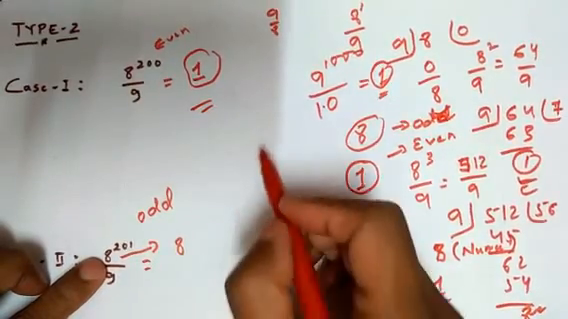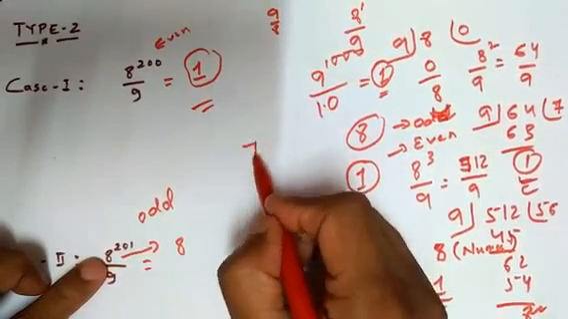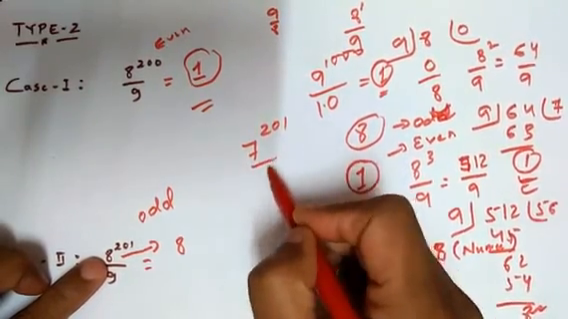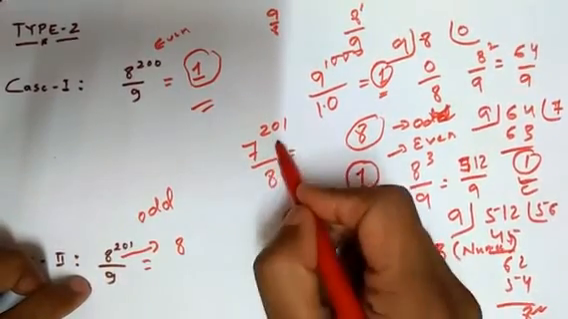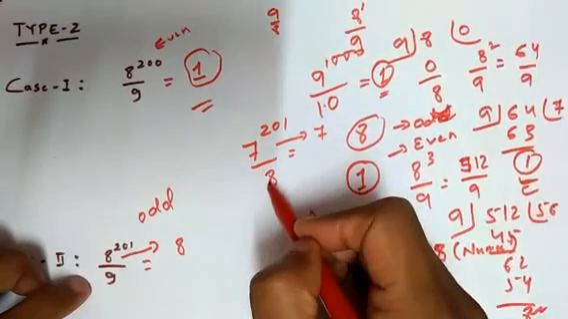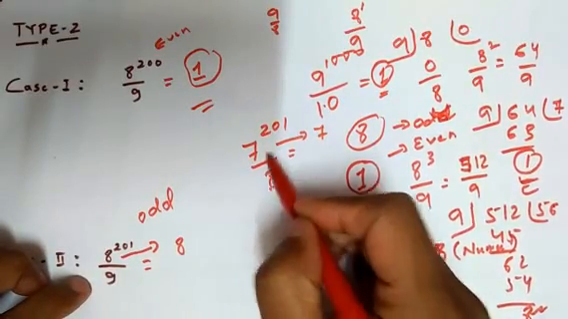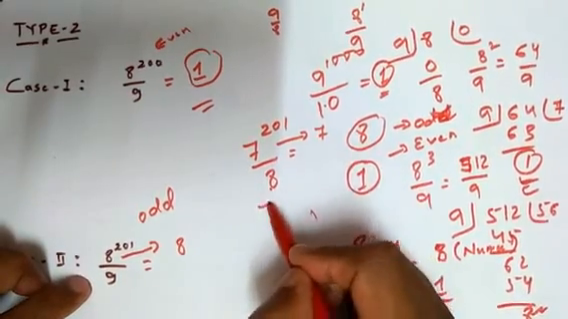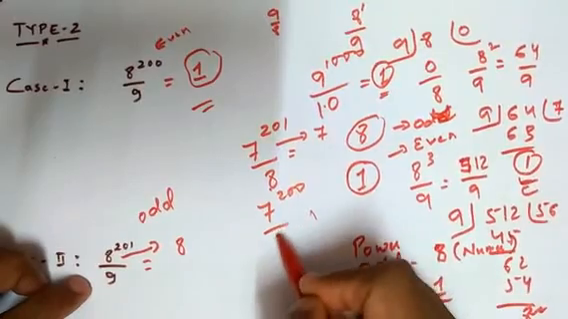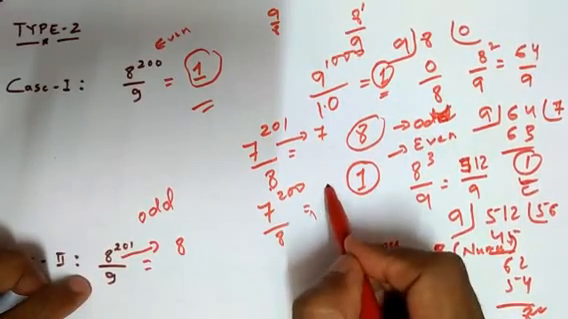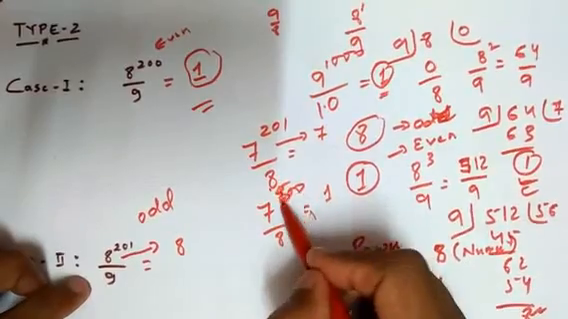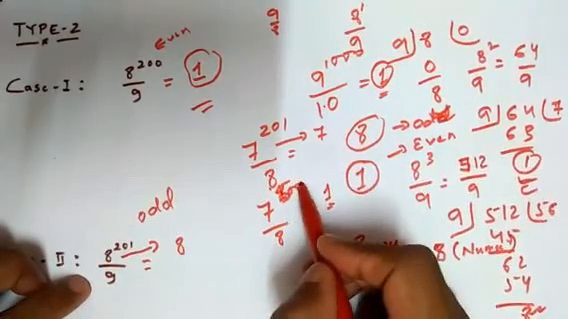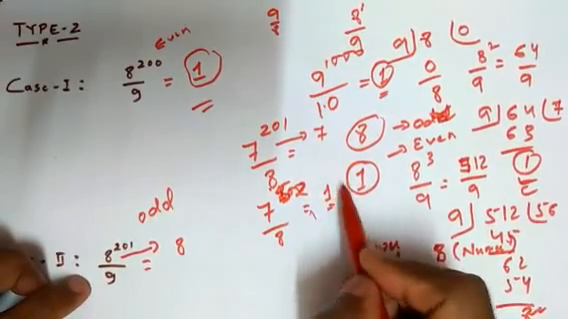Let's say 7 to the power 201 is divided by 8, then the answer will be 7, because the denominator is greater and the power of the numerator is odd. If 7 to the power 200 by 8, then it will be 1. Even if it is 100 or 50, it doesn't matter, the answer will be 1 because the power is even. If 7 to the power 52, that is even, then again the answer will be 1.